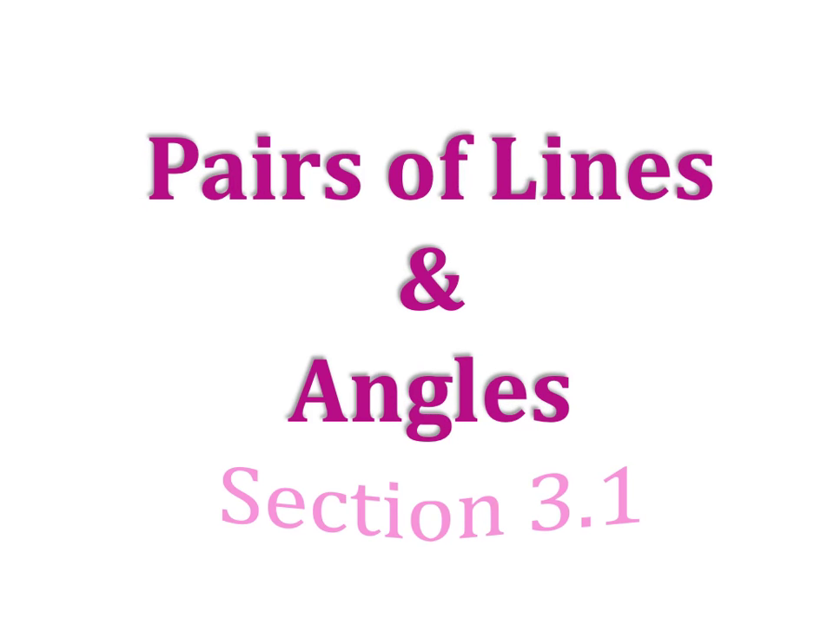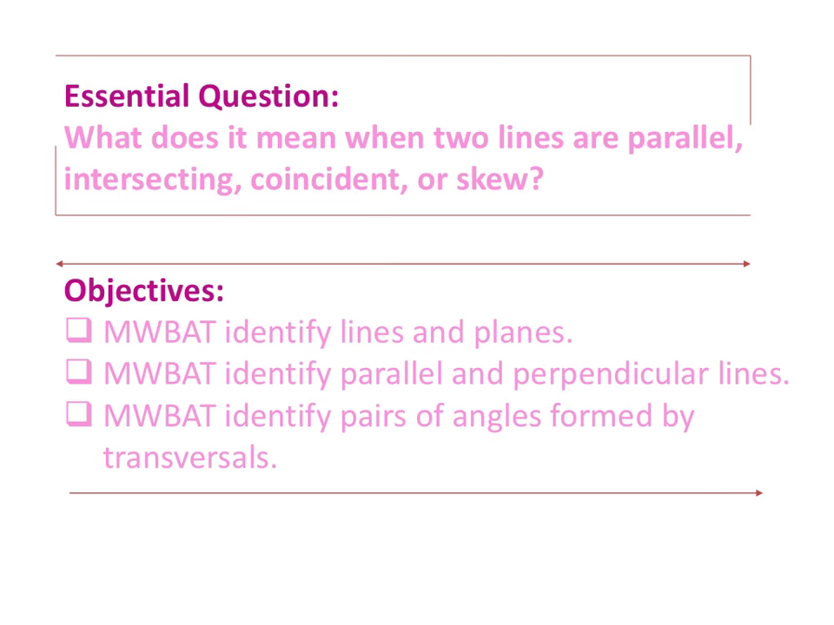All right, mathematicians, let's get started with our new unit 3, starting with pairs of lines and angles, section 3.1. Our essential question: what does it mean when two lines are parallel, intersecting, coincident, or skew? So our objectives are that mathematicians will identify lines and planes, identify parallel and perpendicular lines, and identify pairs of angles formed by transversals.